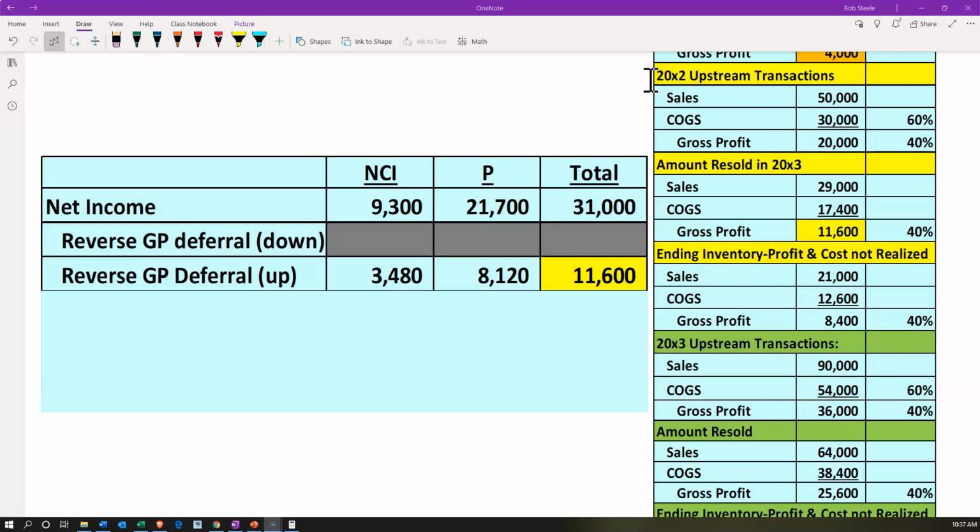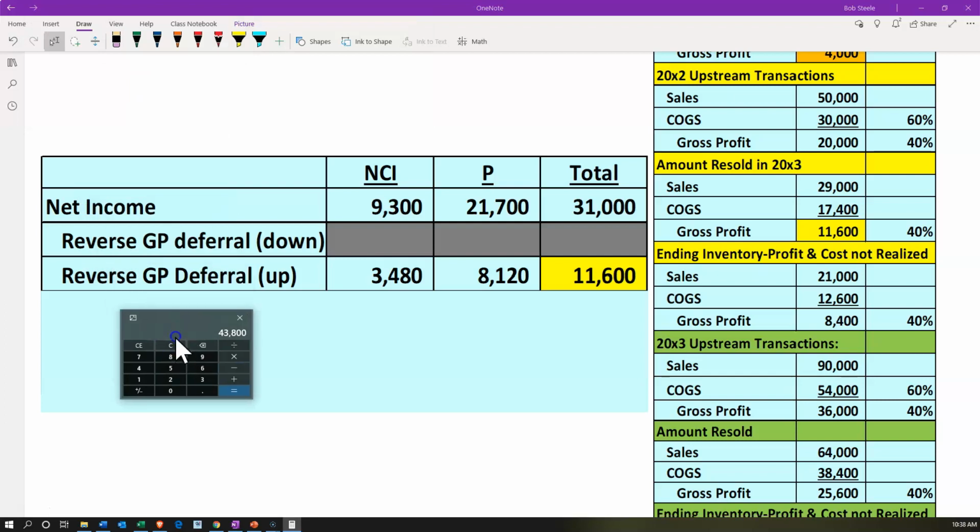However, we didn't sell all of it, right? So we're picking up the amount that was resold. That's the amount that we're going to be reversing. So again, the normal assumption is that whatever was in beginning inventory last year would have been sold in the current year, right? But in this case, not the case. This happened last year, and the amount that we need to reverse is the amount that was resold in 2000X3, which is the 11.6. So we're picking up the 11.6, and whenever we look at the up items, we're going to be breaking them out between the non-controlling interest and the controlling interest, as opposed to the down items, which we're just going to be pulling to P here.